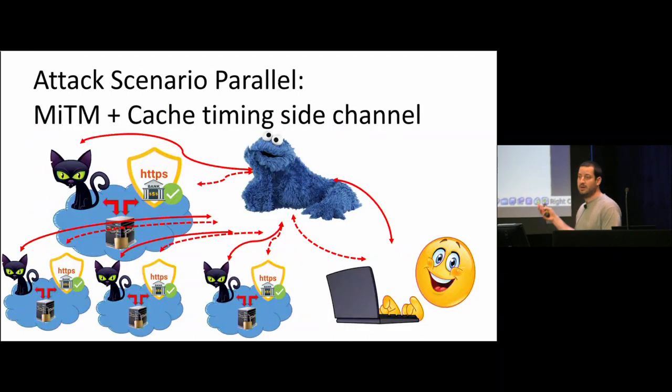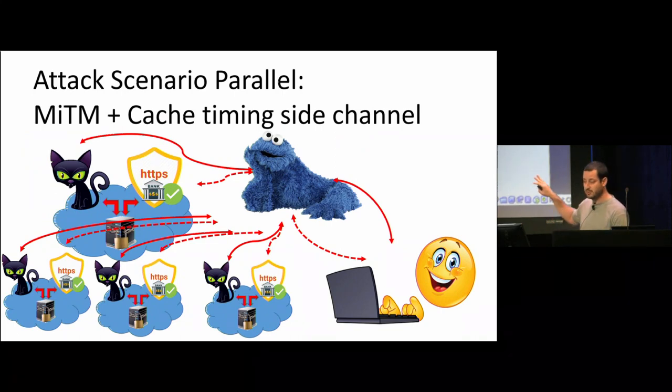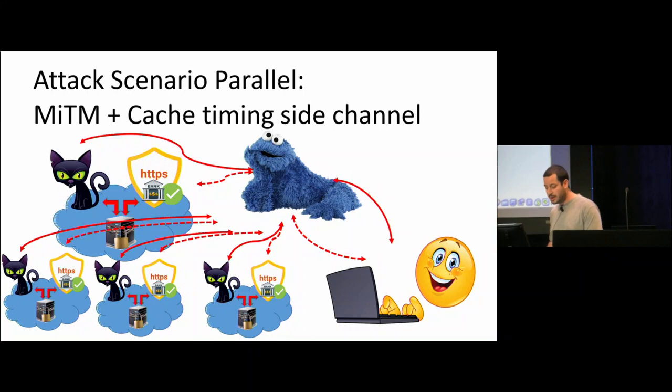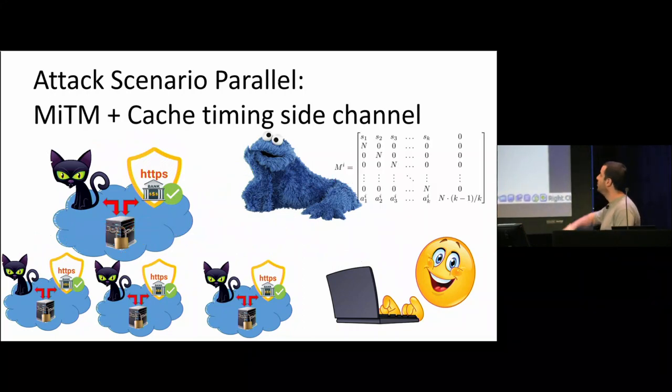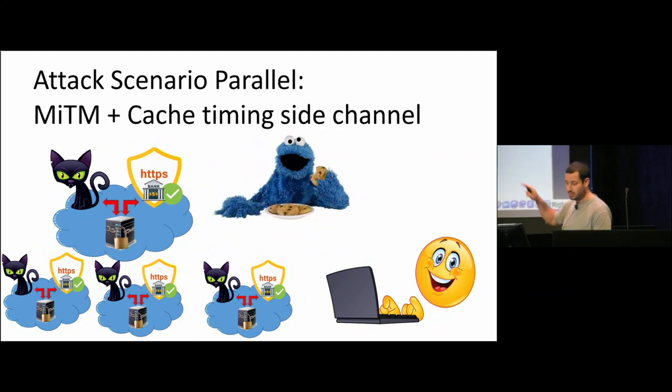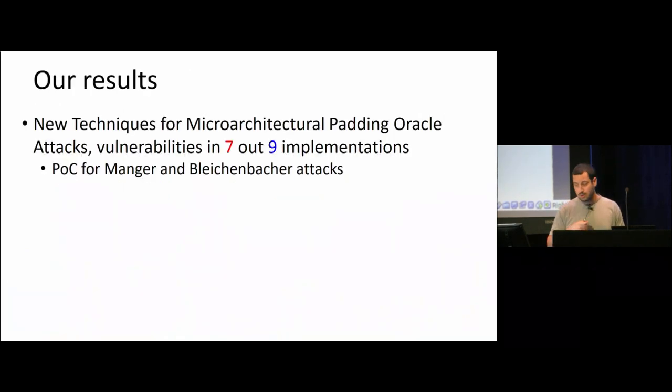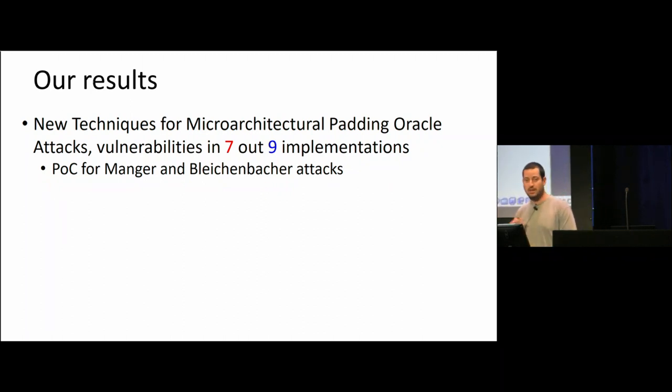So if you look at it, we have a very similar scenario to what we've seen before, but now we assume we have several servers that we can attack in parallel. We still have Mr. Smiley here. We're going to take all of this information, put it inside the lattice, and in the end, we're going to get our cookies.